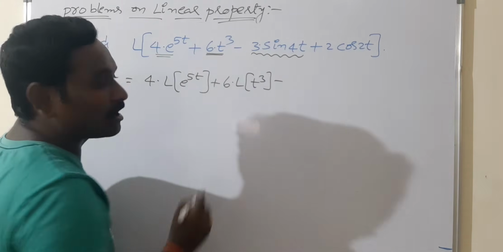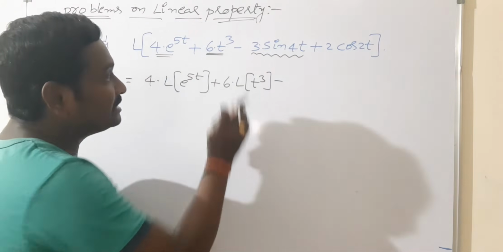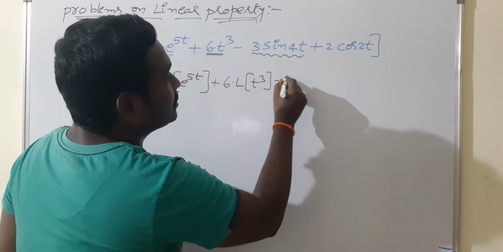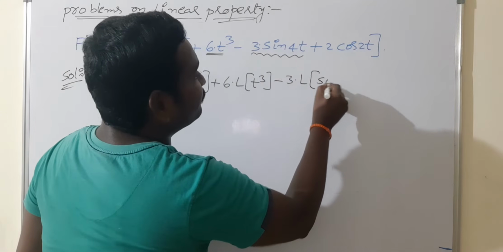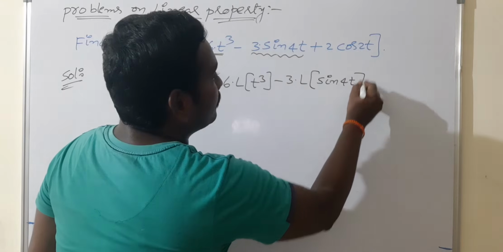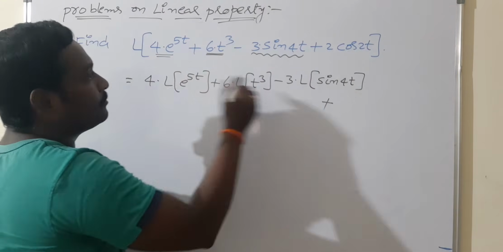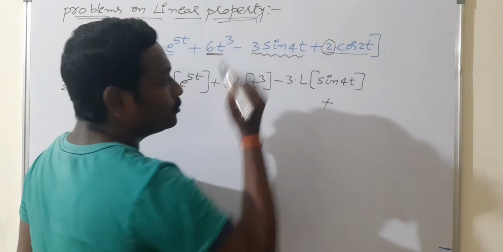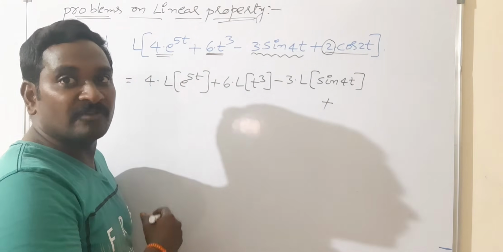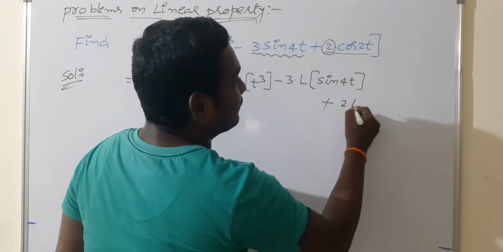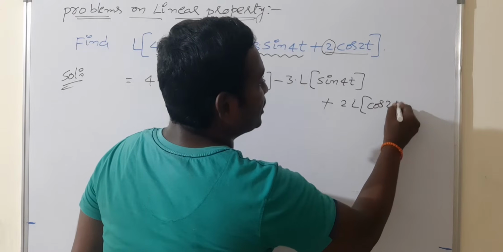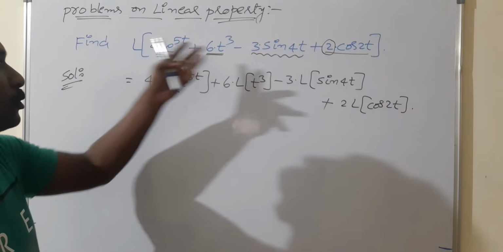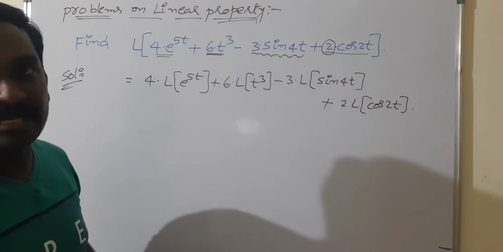Here 3 is the constant which is in the product. So take this constant outside and apply the Laplace to sin 4t. So 3 into L of sin 4t. Okay. Plus, what is the last term? 2 into cos 2t. Here also 2 is the constant which is in the product. So take it outside from Laplace and apply the Laplace to the last part, cos 2t. In this way, we can split the terms and apply the Laplace to each term. Okay, this is the linear property.